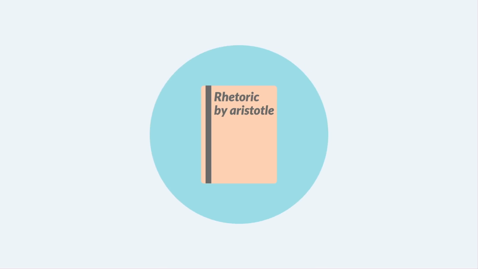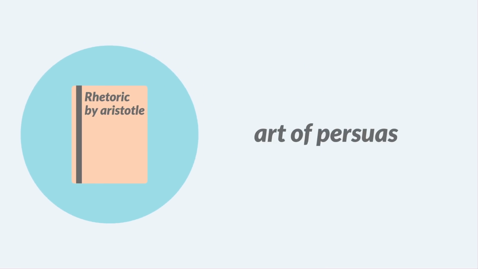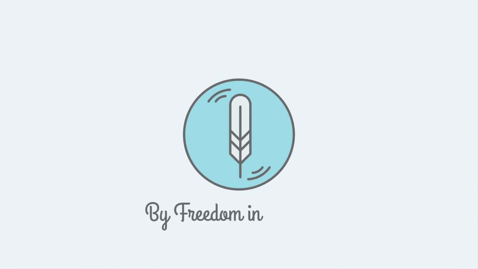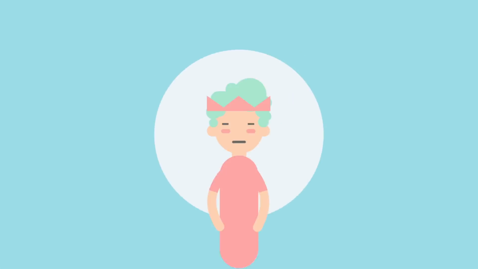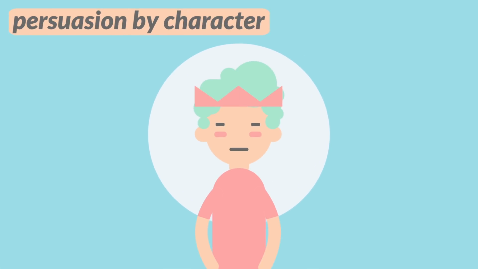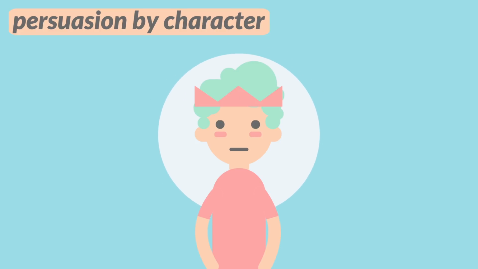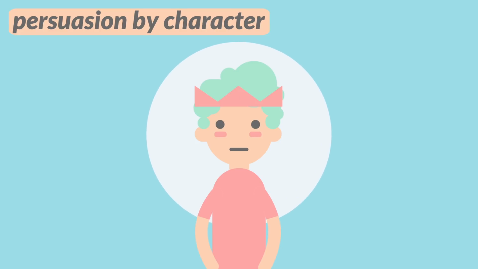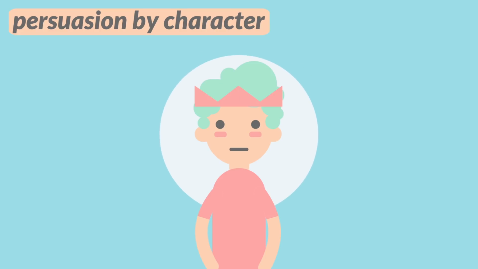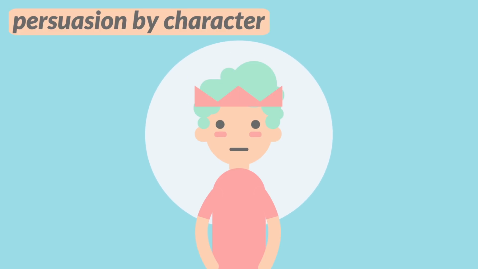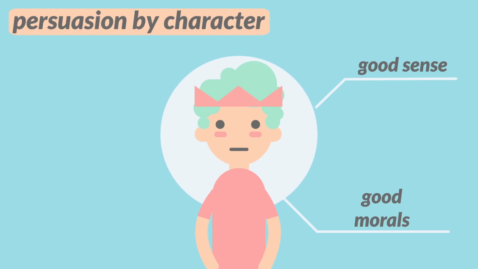Keep in mind that, for Aristotle, rhetoric is the art of persuasion and not the meaningless language that many politicians are charged with using. The first of the 3 persuasive methods is persuasion by character or credibility. We are more easily persuaded by people who come across as trustworthy. Aristotle put forth 3 qualities that a trustable person would have: good sense, good moral character, and goodwill.